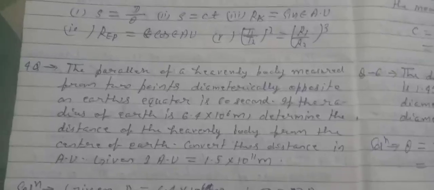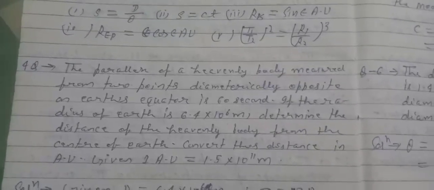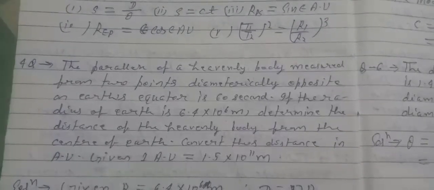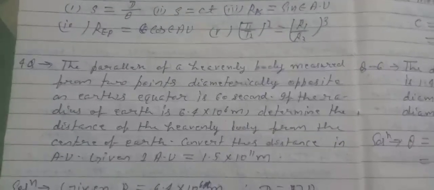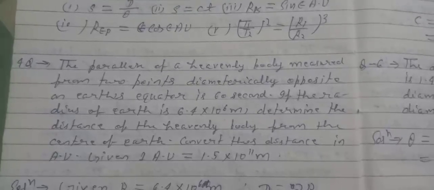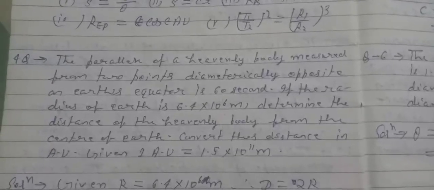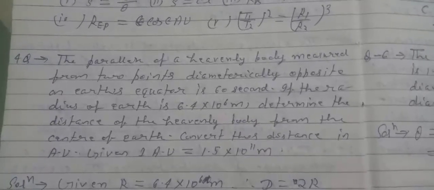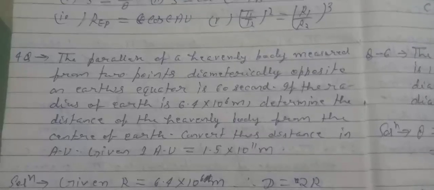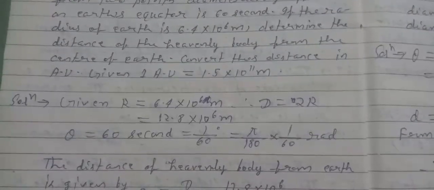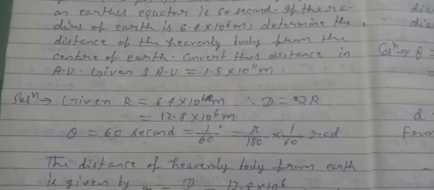The parallax of a heavenly body measured from 2 points diametrically opposite on Earth's equator is 60 seconds. If the radius of Earth is 6.4 into 10 to the power 6 meter, determine the distance of the heavenly body from the center of Earth. Convert this distance in AU, astronomical unit. Given AU equals 1.5 into 10 to the power 11 meter. Given r equals 6.4 into 10 to the power 6 meter, d equals 2r distance.